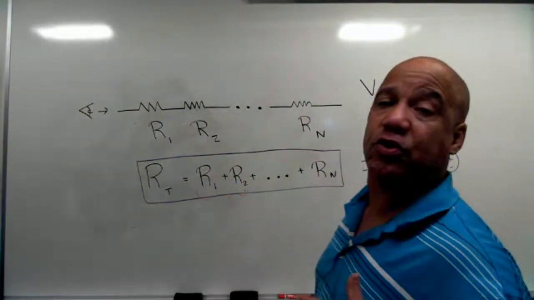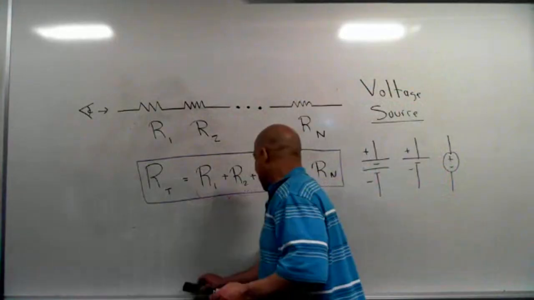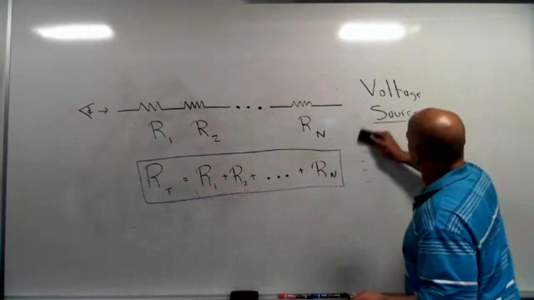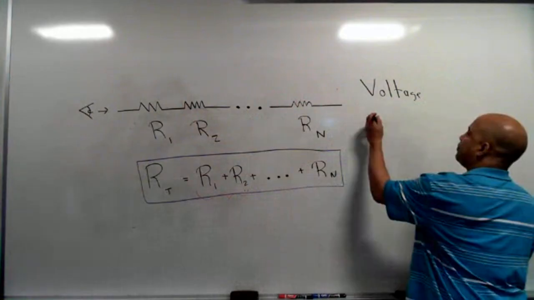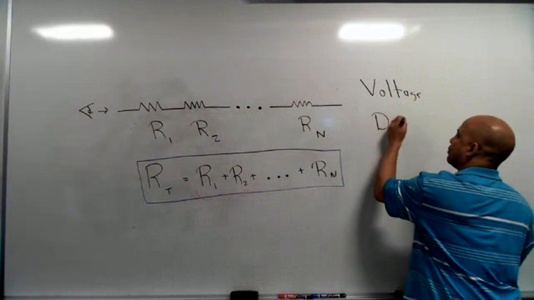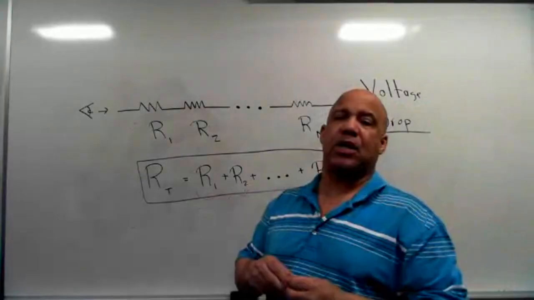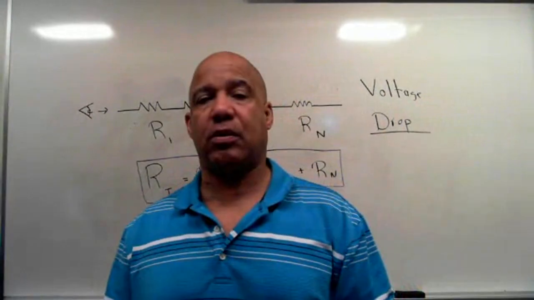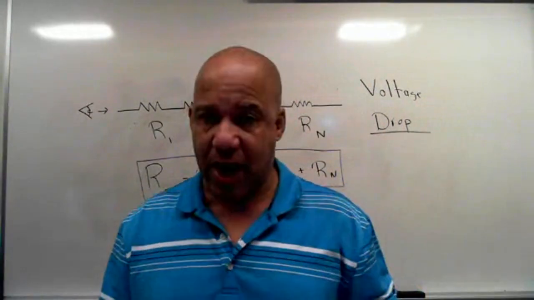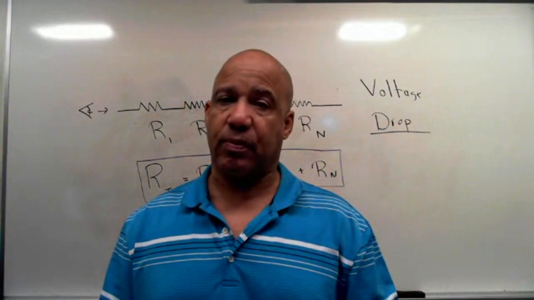Okay, so that's pretty simple to talk about, but the one that you've got to think about, the new term, is voltage drop. So let's talk about voltage drop. So the voltage drop. So what is a voltage drop? A voltage drop is what you get when current flows through a resistor.